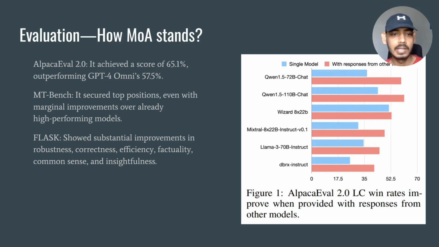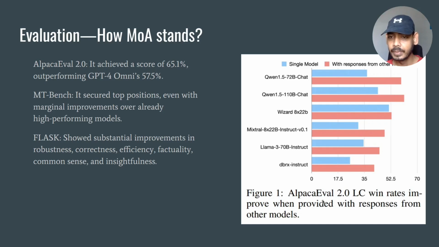common sense, and insightfulness. So overall, when you combine multiple models, the models tend to provide better results, irrespective of the input you give. Even if the initial output generated by the LLM is poor, over the next set of iterations or layers, the output gets improved.